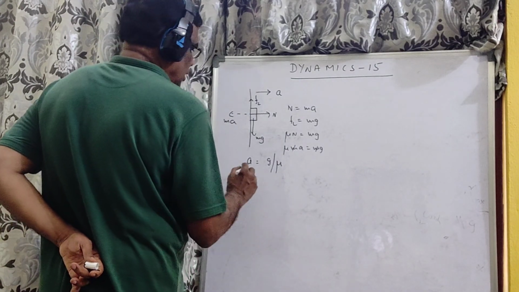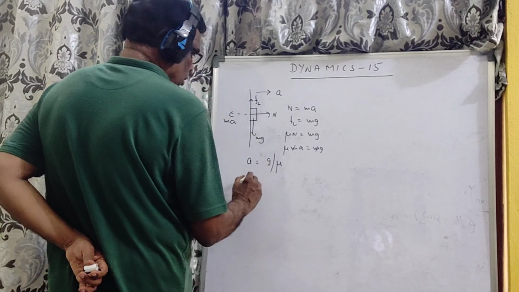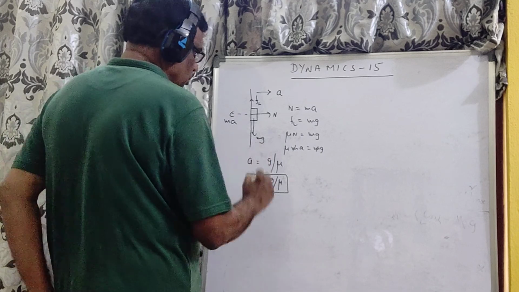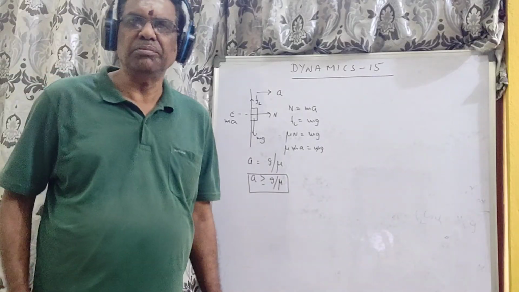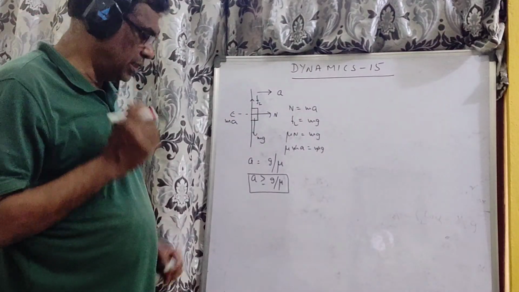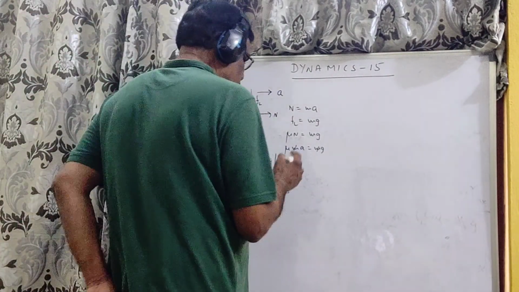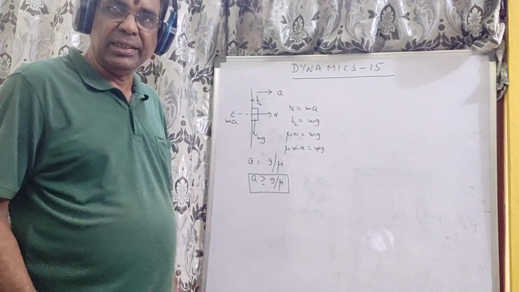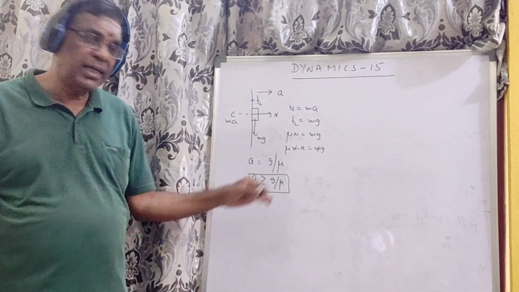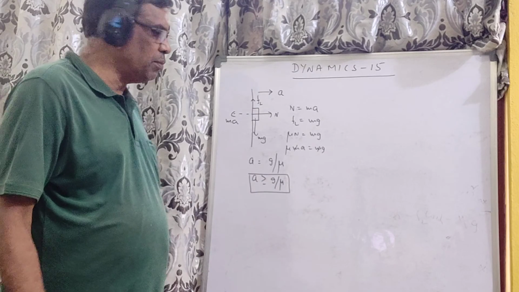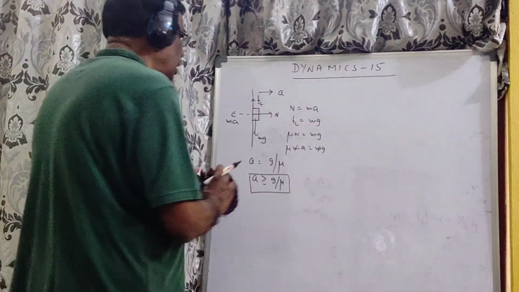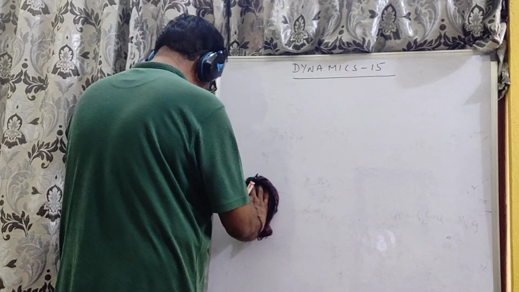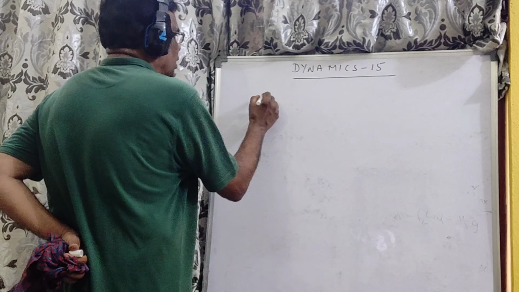Now the idea here is that A must be minimum, or A must be greater than or equal to g by mu. Now that is important here, okay? Now, if you recall the same thing in the horizontal direction, you are getting mu g, and there it should be less than mu g; here it should be greater than g by mu, if you really compare those two cases, okay?